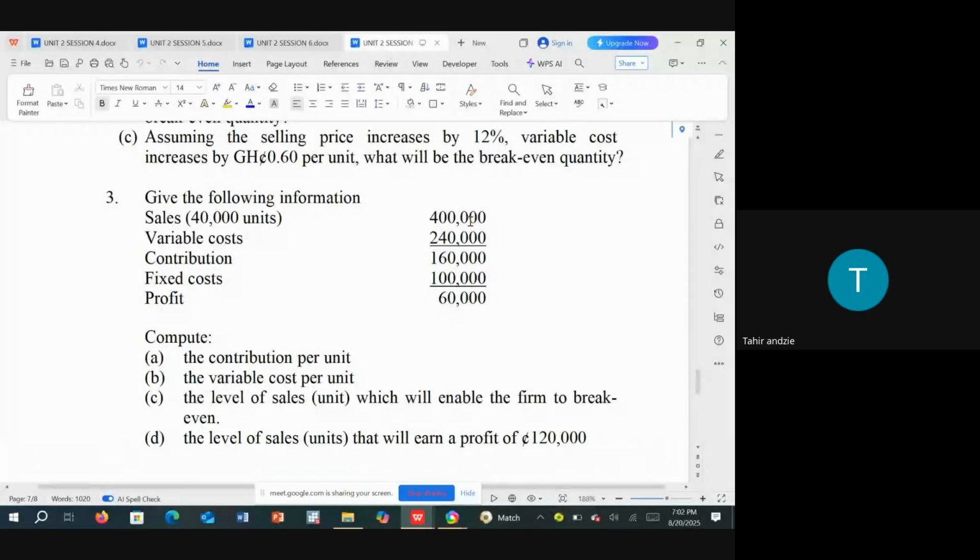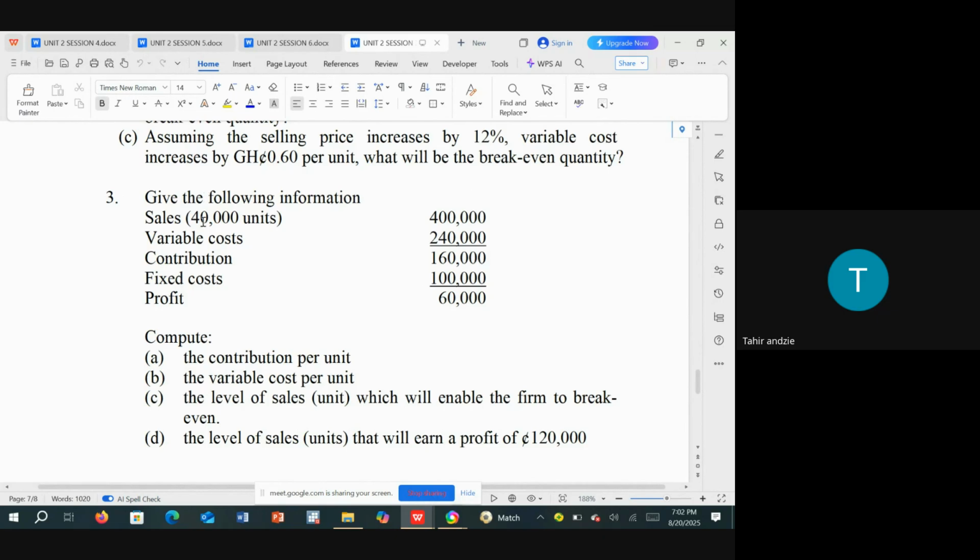That is what has confused me a bit. Okay, so what is the variable cost per unit? The variable cost per unit is 240,000. How can you say variable cost per unit? Total variable cost is 240,000. No, these are totals. The figures they have given here are in cedis.